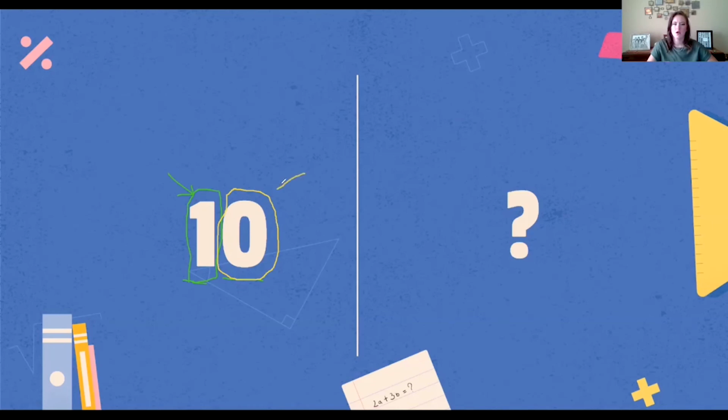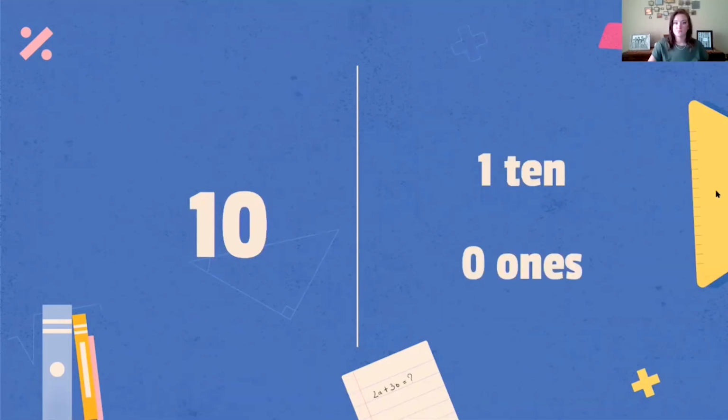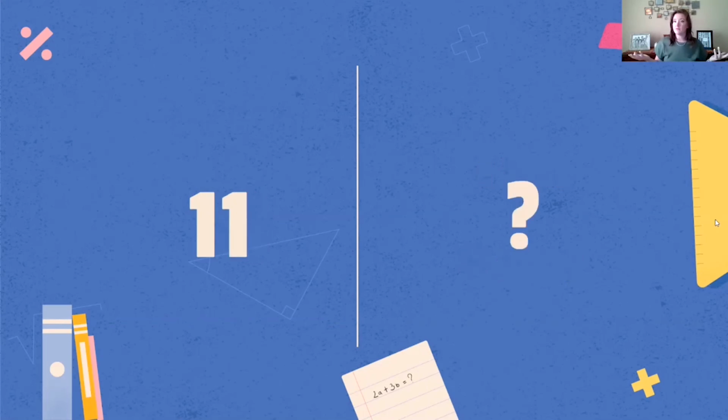Right here. We would have 0 because we don't have any ones. We only have 10. We have 1 ten. So what it's going to look like is this. We have 1 ten and 0 ones. Think you got it? Let's try the next one. So we got 11. So look at our tens place and our ones place.